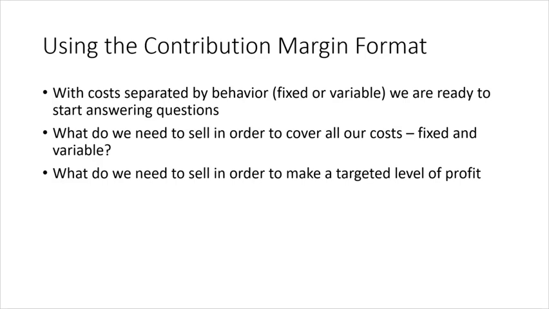What do we need to sell in order to cover all our costs? Our fixed costs, our variable costs, and what do we need to sell in order to make a certain amount of profit? Because generally we don't want to just cover our costs, we also want to make a profit so we can return that to shareholders as a return on investment. So that is the underlying decisions. We're going to learn some formulas and things to calculate these amounts, but we don't want to lose sight of what we're actually trying to figure out.